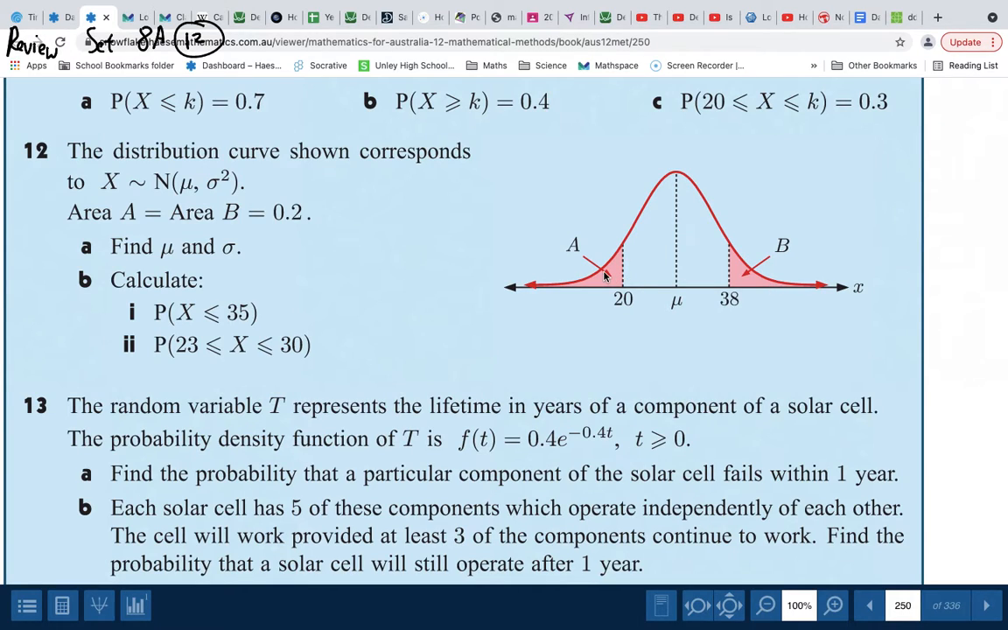So I think it's fair to assume that you've got 20%, this is the first 20% of the curve here when they say 0.2, and this is the last 20% of the curve there. Given that symmetrical setup, and knowing that the mean has to be in the middle of a normal distribution, the mean would have to be between the 20 and the 38. So it will be 29, because there's a space of 18 here, and we'll be halfway along. So 20 plus 9 is 29.